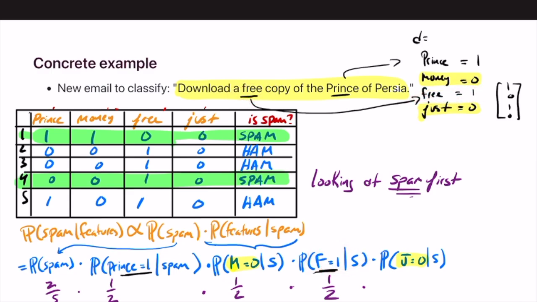Where was I? All right, so this is going to be equal to 0 for spam, both 0. So 2 over 2, effectively 1. So 2/5 times 1/2 times 1/2 times 1/2 times 2 over 2. Let's see. 1 over 20.